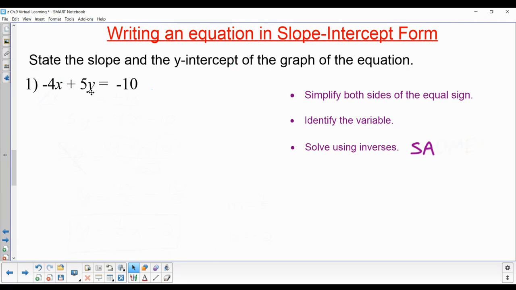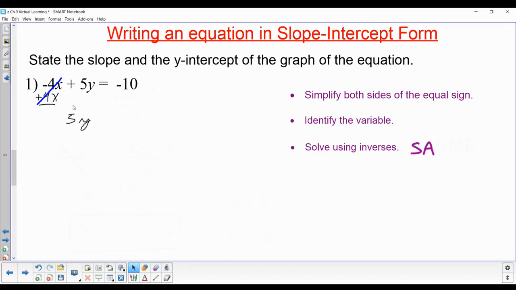And since y is our variable, and it is being added with a negative 4x, we will get rid of the negative 4x. Since it's subtracting and adding, I'm going to do the additive inverse of a negative 4x. The additive inverse of a negative 4x is a positive 4x. We do that because negative 4x plus positive 4x is 0. And then that activates the identity property. You now have 0 plus 5y is 5y.